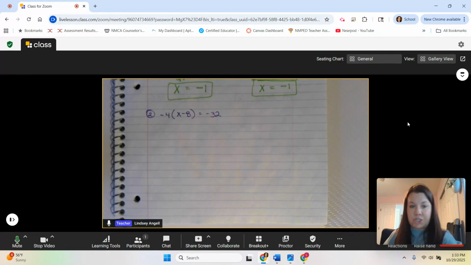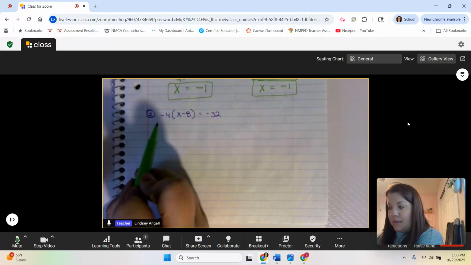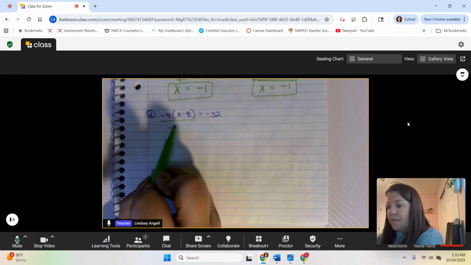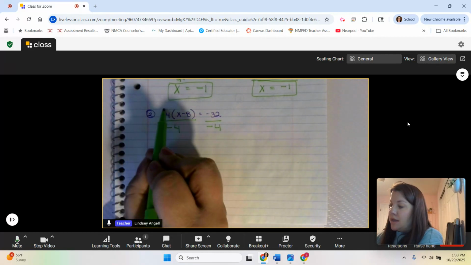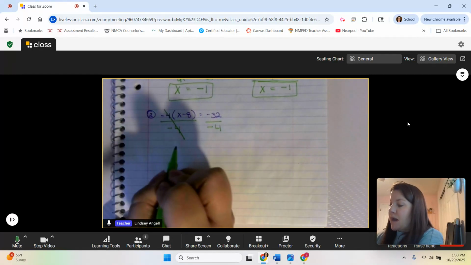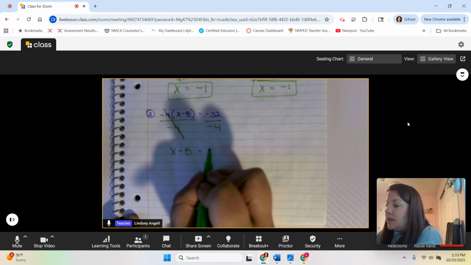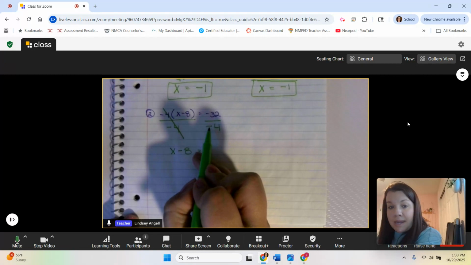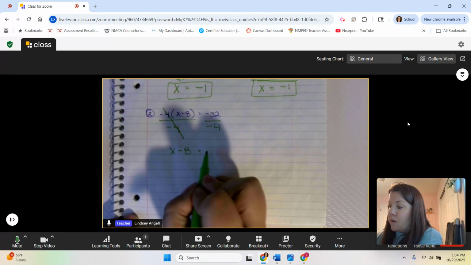Number 2 says negative 4 times (x minus 8) equals negative 32. If I'm multiplying by negative 4 right now, to cancel it, I can divide by negative 4. Whatever I do to one side, I have to do to the other. Negative 4 divided by negative 4 is 1. So we are just left with x minus 8 equals, and a negative divided by a negative is positive, so my answer is going to be positive. 32 divided by 4 is 8.